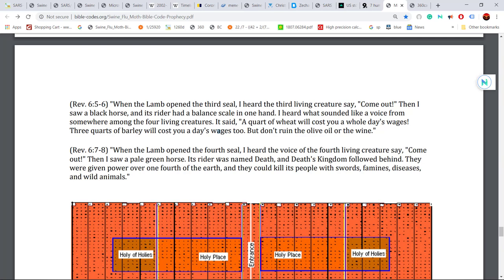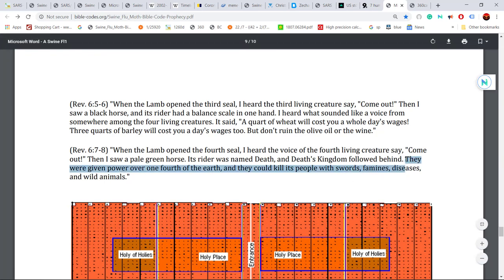Next. When the Lamb opened the fourth seal, I heard the voice of the fourth living creature say, "Come out." Then I saw a pale green horse. Its rider's name was Death, and Death's kingdom followed behind. I hope people are not going to be stuck on the King James translation. I'm not quoting King James, so please forgive me if you are opposed to this version.